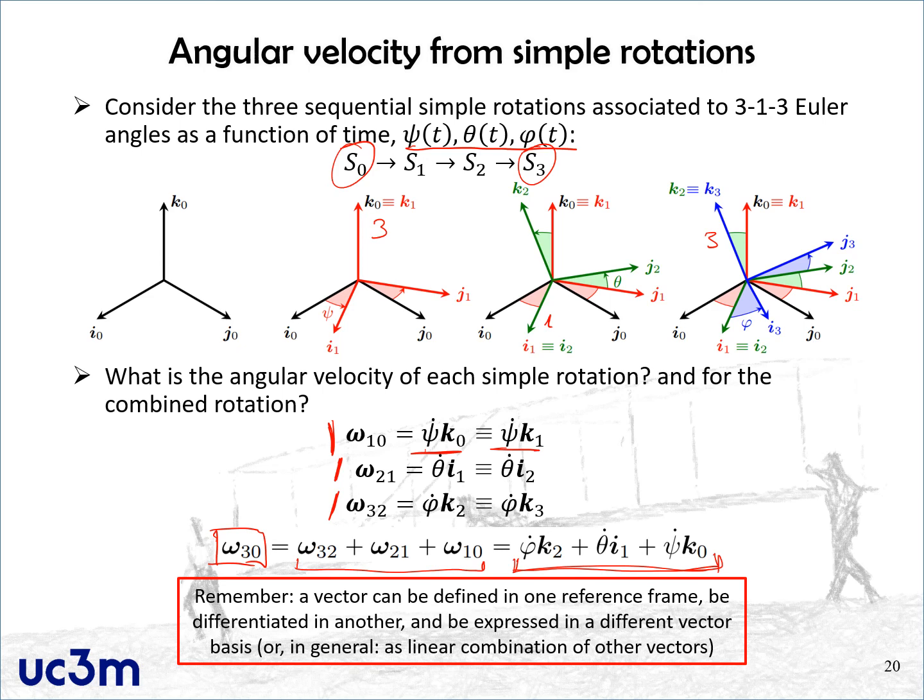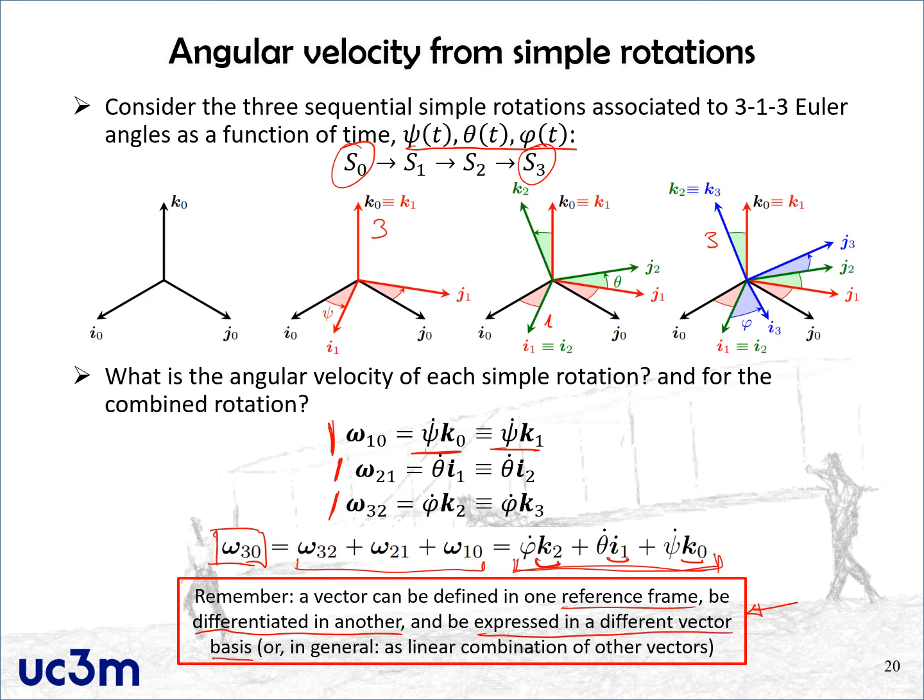Now observe that I have written this vector using unit vectors of different bases. So I'm combining vectors of basis 2, basis 1, and basis 0. Is that a problem? Is this incorrect? No, it is perfectly correct. Again, I have recovered this box from before and expanded it. Remember that any vector can be defined in a reference frame, it can be differentiated in another, and it can be expressed in yet a different one, in a different vector basis.